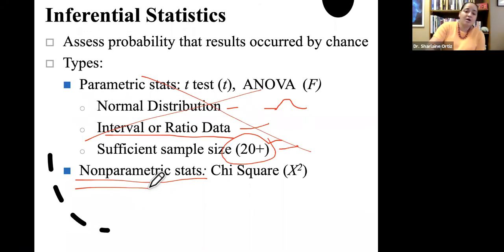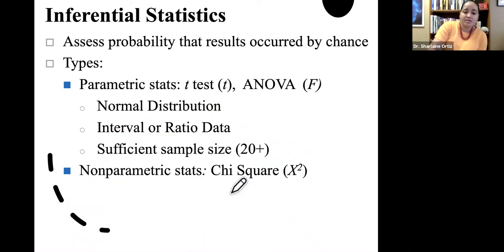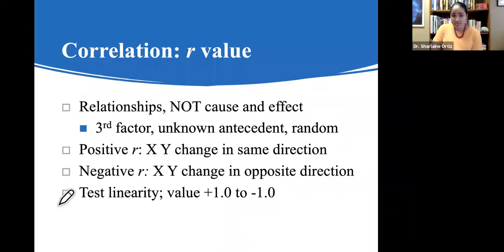Now, generally, when we are moving towards the non-parametric statistics, one of the methods that we can utilize is chi-square, represented by the chi symbol squared. And for those of you who will be taking statistics, you will actually be conducting these types of assessments and procedures yourself. For the purposes of this lecture, however, we will not be conducting a chi-square.